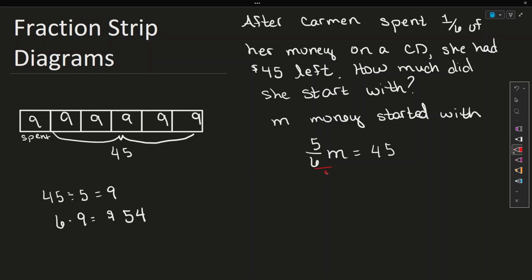I can divide both sides by 5. When I do, I get 1/6 M is equal to 9. And then I can multiply both sides by 6 to get that M is $54 that she would have started with.